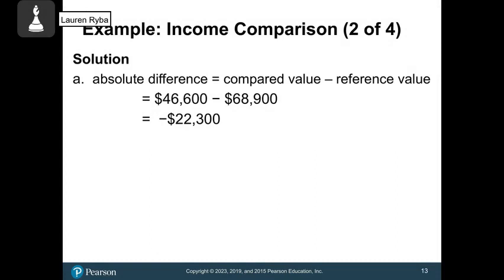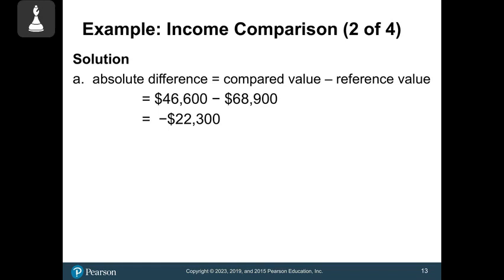Starting with part A, we can find the absolute difference by taking the 46,600 minus the 68,900. This is because it asked how much lower is West Virginia than California. So we got negative $22,300. West Virginia is $22,300 less than California.